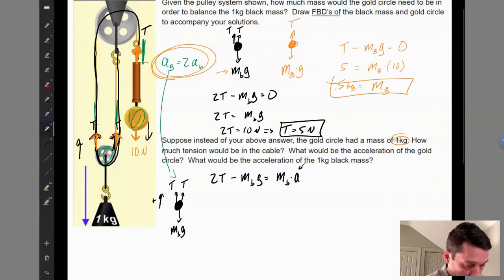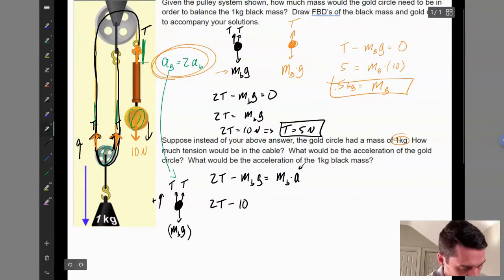I could plug in some numbers. I could do it now. I could do it later. I'm going to do it now. So we got 2T minus, well, that's 1 kilogram. So that's going to be 10 newtons equals mass of thing is 1 kilogram, so equals 1 times A. So there's our expression for the black thing.